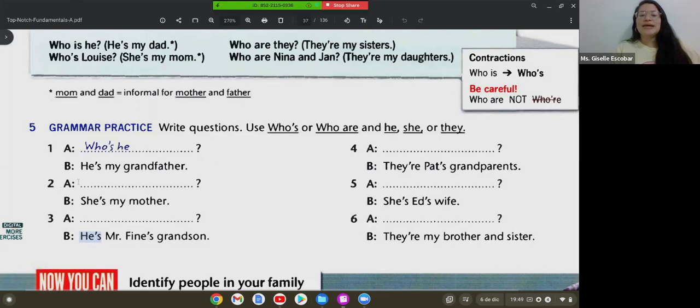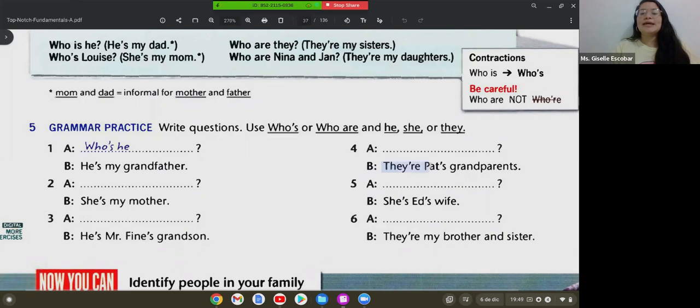Who's he? He's my grandfather. Él es mi abuelo. She is my mother. Ella es mi madre. So pay attention to the first word, en la primera palabra. So here we have the question, who's he? ¿Quién es él? He is Mr. Fine's grandson. Now let's see number 4.